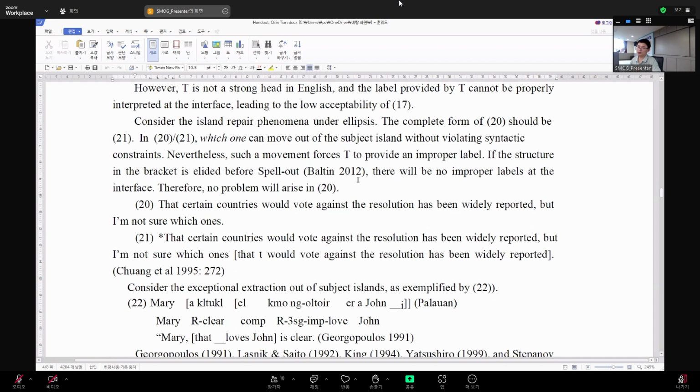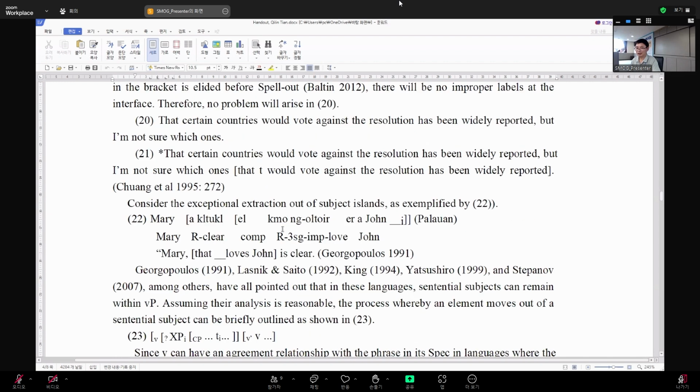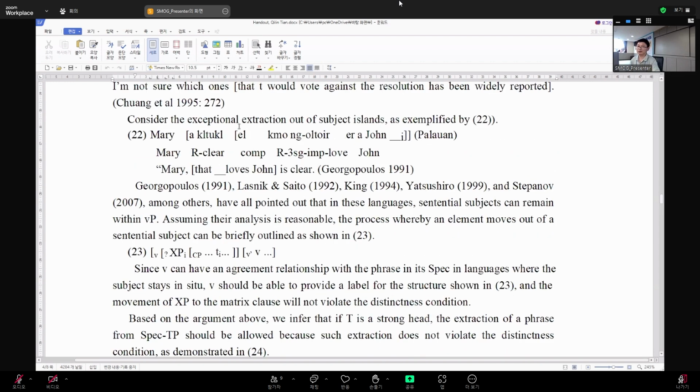Which one moves out of the subject element will not violate the syntactic constraint, because T will try to provide a label, and the movement across T will not violate the distinctness condition. But as I said just now, it will force T to provide a label, and that label cannot be interpreted. But if the label of T is elided before spell-out, at the interface there will be no improper label, and then there will be no problem at the interface. Okay, I think I can explain the exceptional extraction out of subject island as shown in example 22.